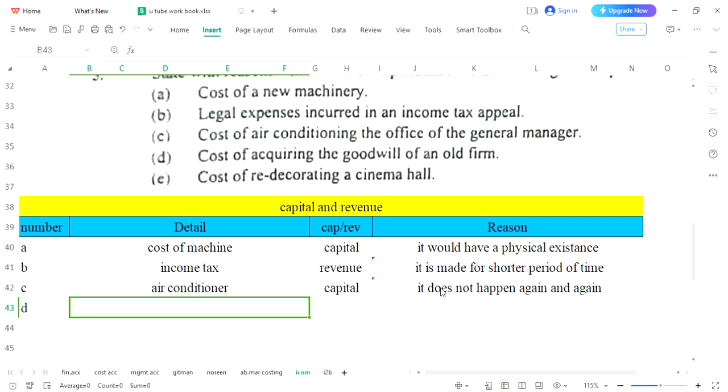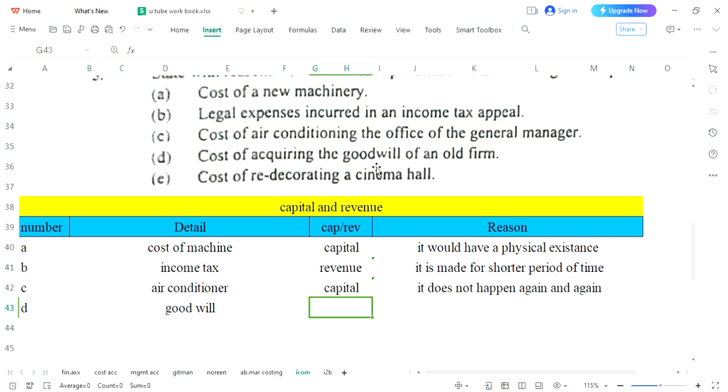Then we have D point, which is saying cost of acquiring goodwill. This is so important. Goodwill means the good name, the reputation. Do you consider that good name will be created within a shorter period of time? No. You will have to work hard. You will be dedicated to your work. You will be good in your business. You will be good in the eyes of your customers and clients. Then your goodwill will be created. Sometimes several years and sometimes even a whole life is needed to create your goodwill. Goodwill means good name among your clients and customers. So goodwill is an asset. It would be considered as capital.